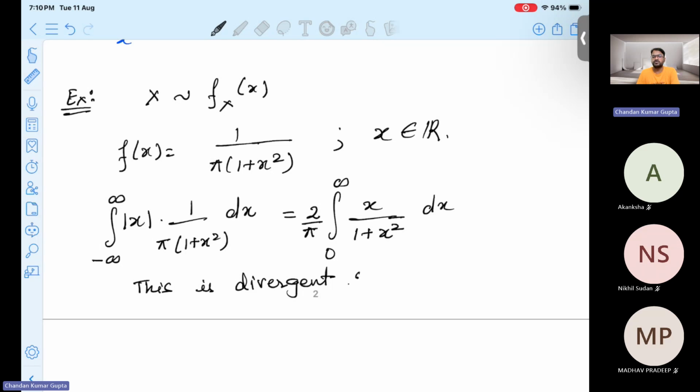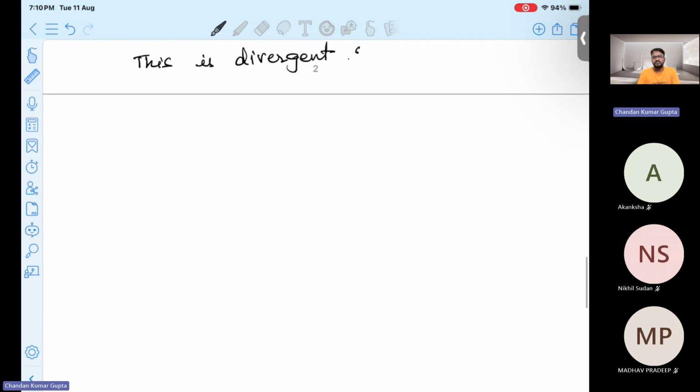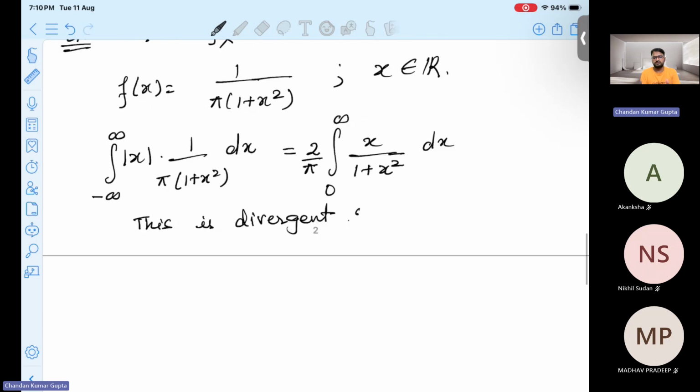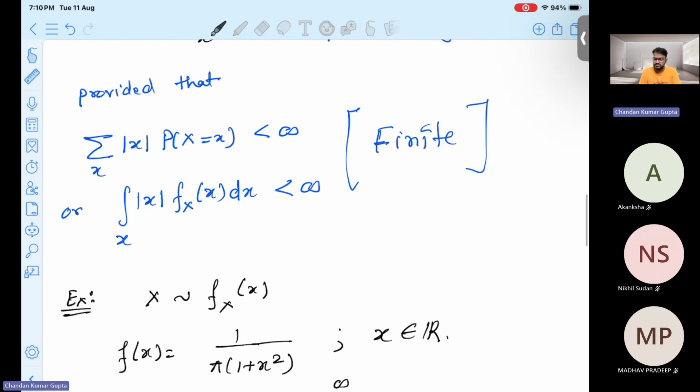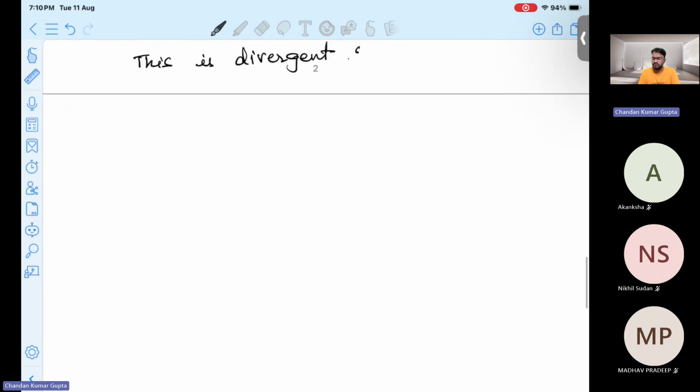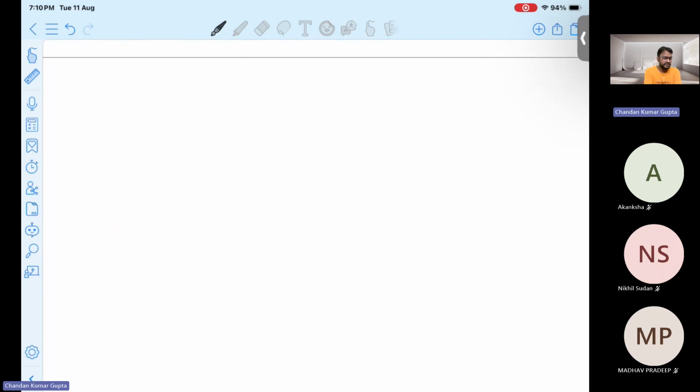Because of that, you are not able to calculate the expected value for this random variable x, which follows this f(x) = 1/(π(1+x²)). So this is the case. That's why we first need to check whether this condition holds to find the expected value of a random variable.